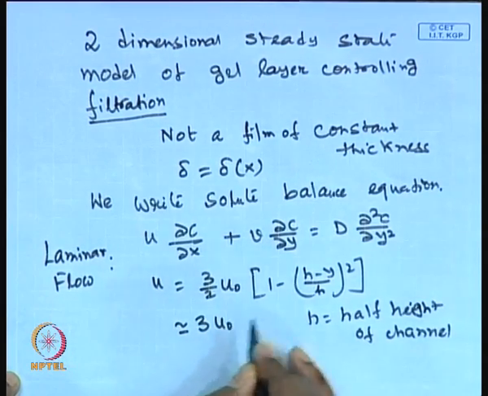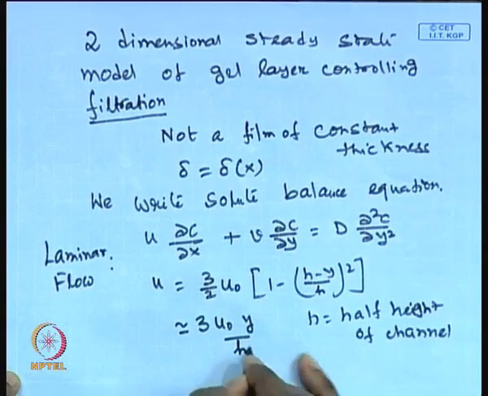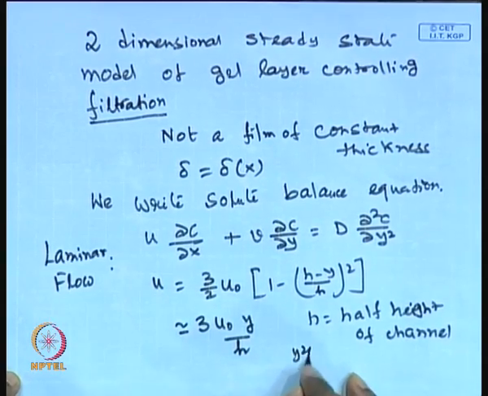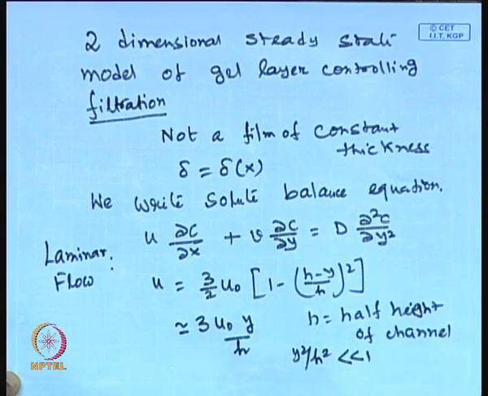So we have already seen earlier 3 u 0 y by h by neglecting y square by h square, because the thickness of the boundary layer will be extremely small compared to the half channel height, which will be in the order of millimeter. That will be in the order of micron, 10 to the minus 6. So it will be extremely small, and v will be nothing but minus j, because whatever the value of permeate velocity at the boundary, that will be almost prevailing throughout that small thickness. Although this is not strictly correct, it is a very valid assumption.